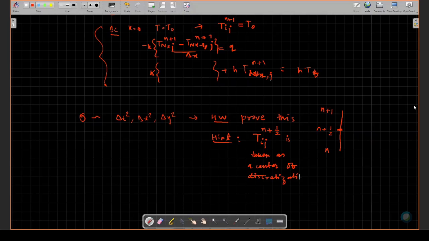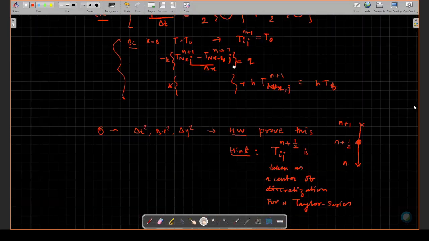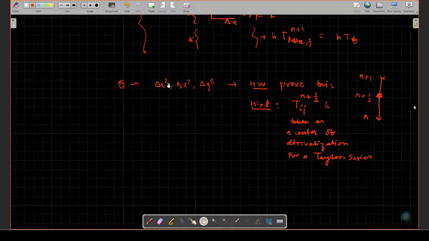So you use Taylor series. Try this. This is the center point in order to get the n plus 1 values and n values. If you take the center T_ij at n plus half, you have to substitute, and you have to get this form, and then this equation, and then you will come to know that the order of accuracy is delta t square, delta x square, delta y square. Prove this. This is homework given to you.